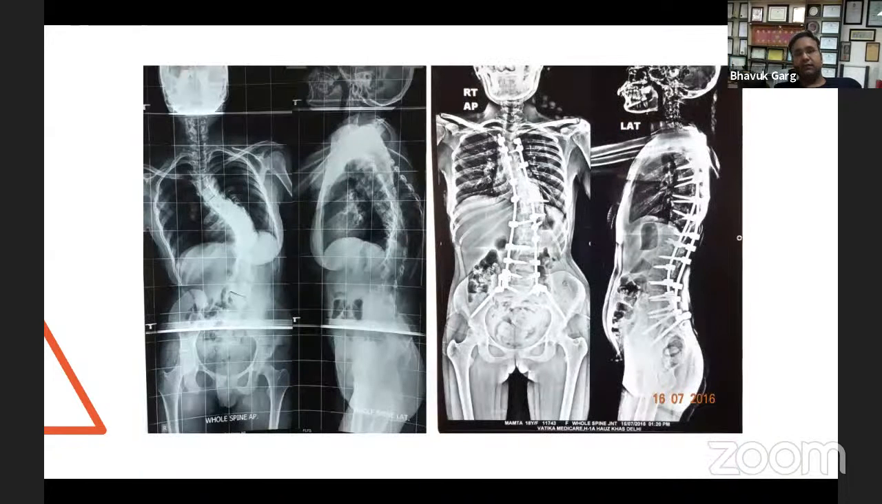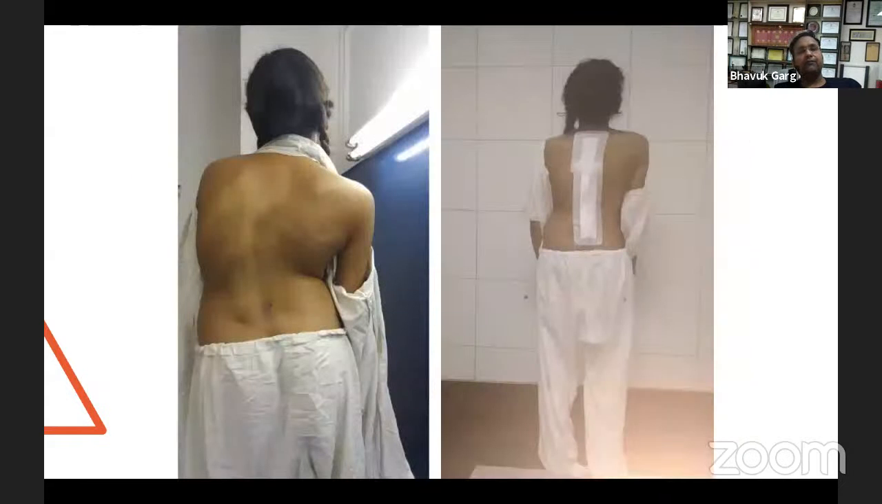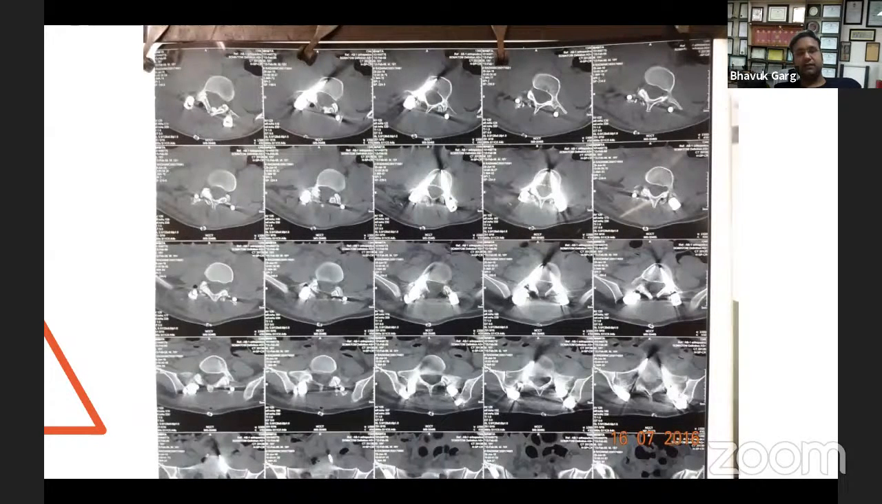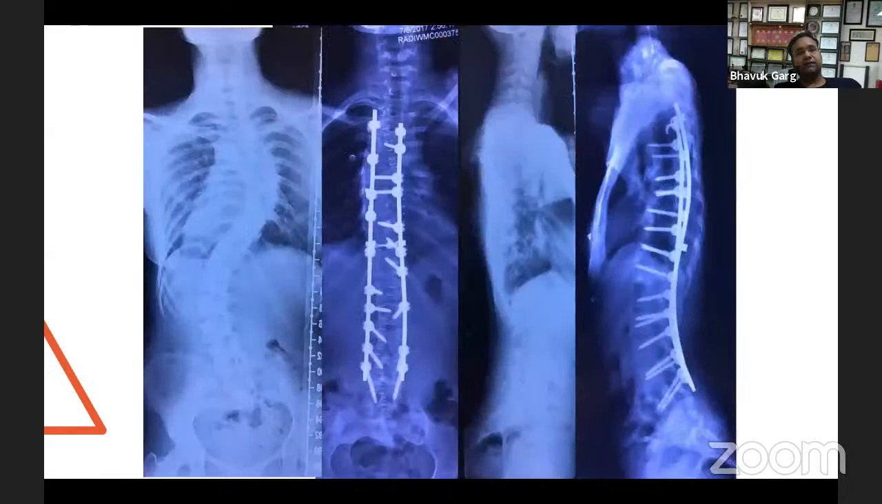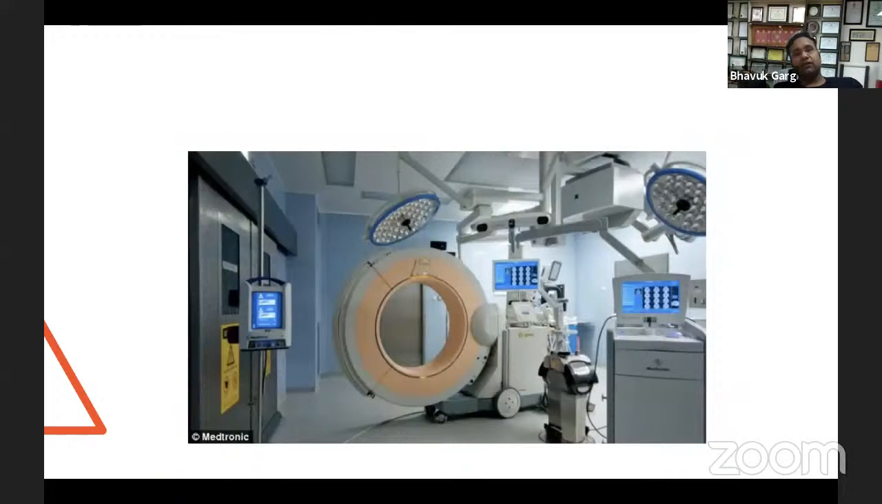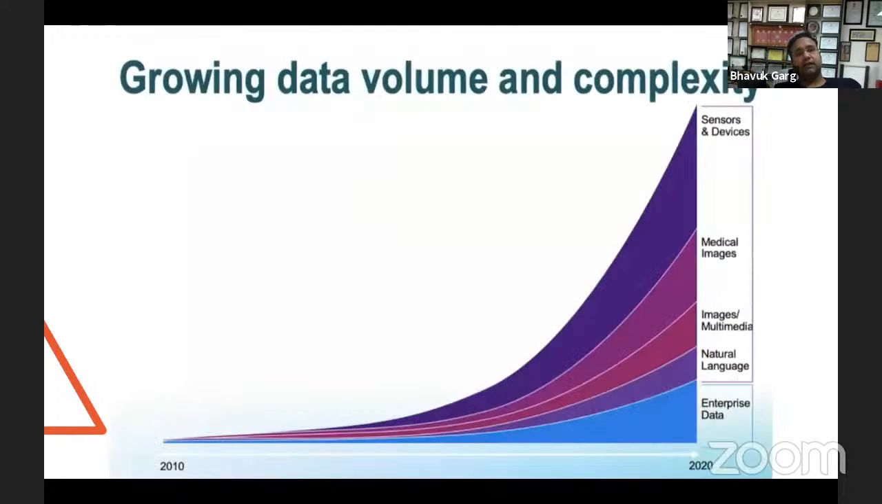And these are the post-operative X-rays. You can see a good sagittal as well as coronal profile, and these are the clinical pictures. And this is the post-op CT scan. You can see what we could achieve with these 3D printed jigs. These are some of the examples of what we could achieve with these 3D printed jigs. So it is like putting navigation back into the surgeon's hand.